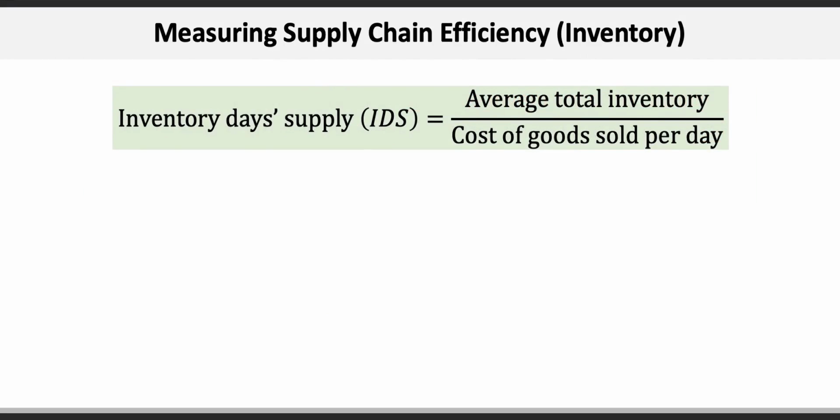The formula for inventory days supply, or IDS, is quite simple. We take the average total inventory divided by the cost of goods sold per day. Now, the problem does provide us with the average inventory, however, it does not provide us with the cost of goods sold per day, so we have to calculate that first.